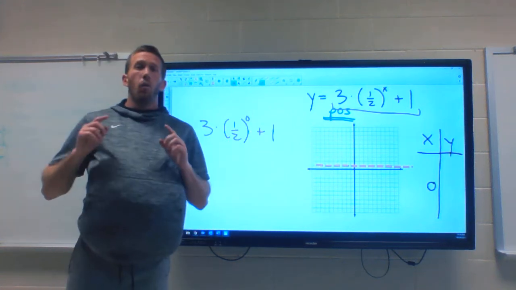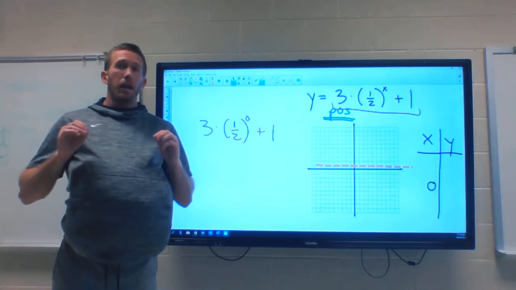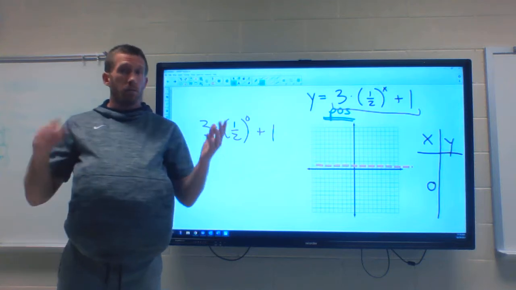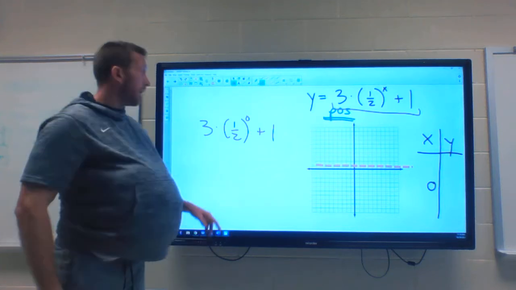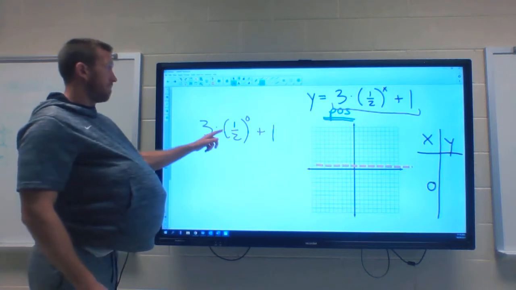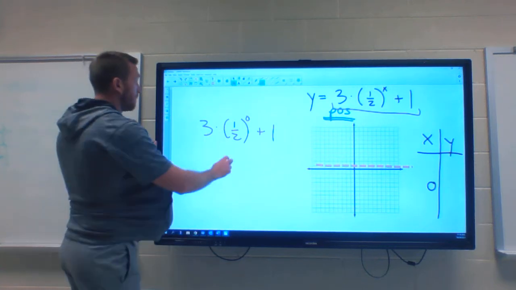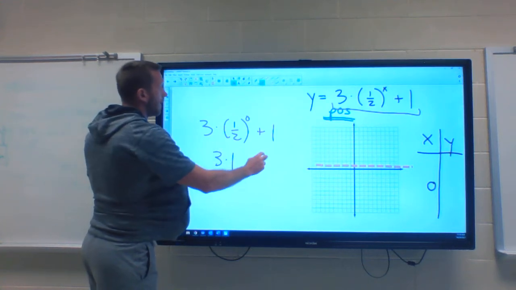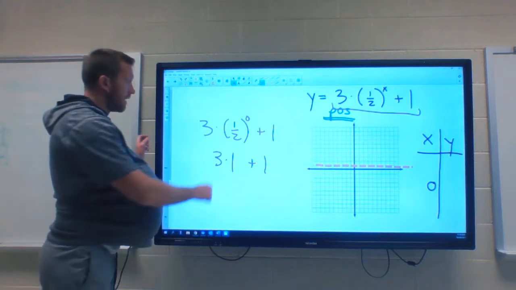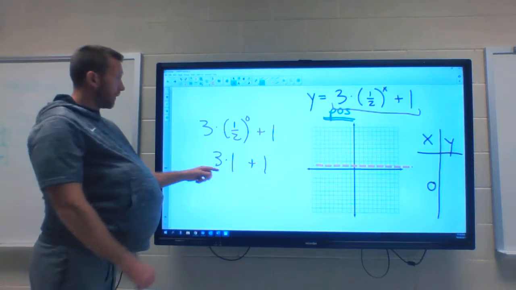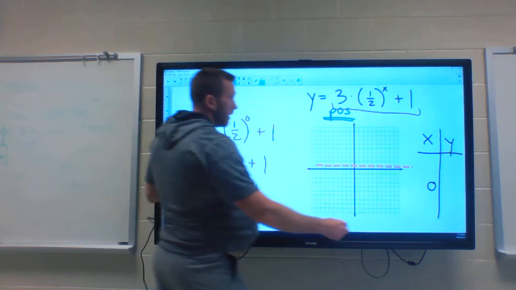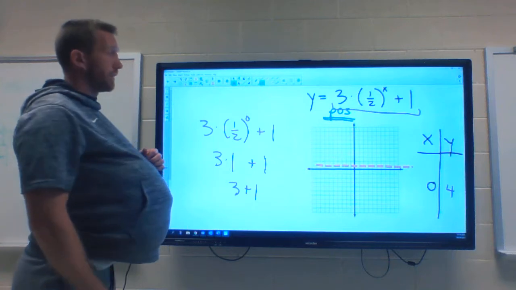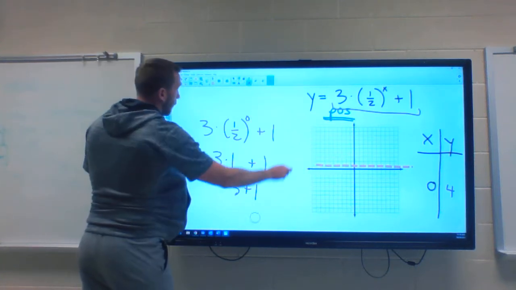Here's another key right now. Whenever I raise a base to the power of 0, any base, it could be 1/2, 3, 20, anything to the power of 0 is going to be 1. That makes this a much simpler problem because 1/2 to the power of 0 is 1. Now I still have this 3 times that 1 and this other plus 1 tacked on the side. Just doing my order of operations, 3 times 1 is 3, plus 1 becomes 4. So that is the y value of my y-intercept. So at least I've got the point (0, 4).